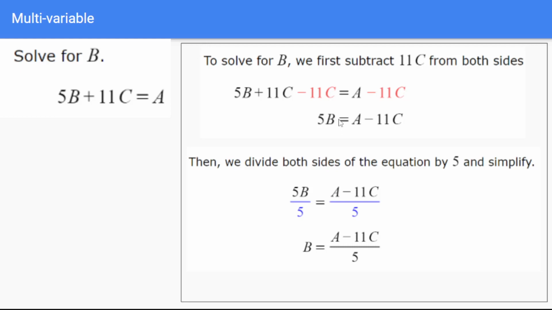Since we want b to be isolated, we're going to divide by 5 so we can move 5 to the other side. So we divide both sides by 5 and simplify. So that 5 over 5 will cancel, and then you end up with b is equal to a minus 11c over 5. It's that simple.